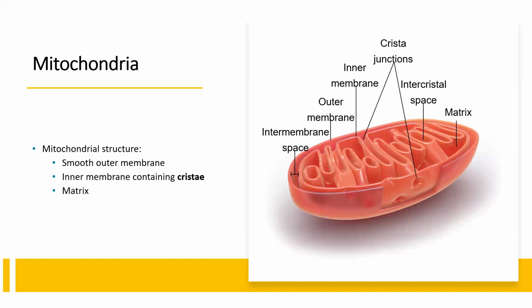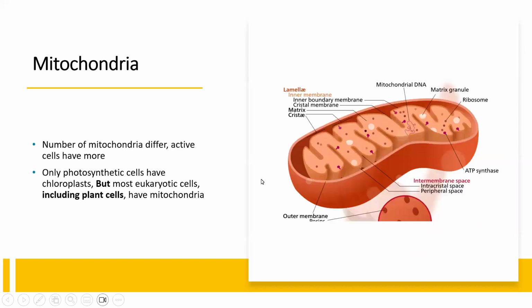They have this double membrane, outer and inner. And then in that inner membrane, you've got these cristae folds. And then you've got this matrix inside of that. It's kind of like a cytoplasm. Now, you can have different numbers of mitochondria depending on the type of cell you are, but almost all cells have mitochondria.